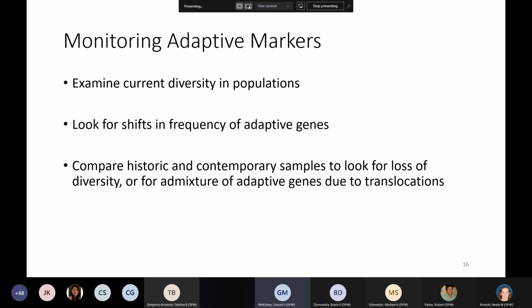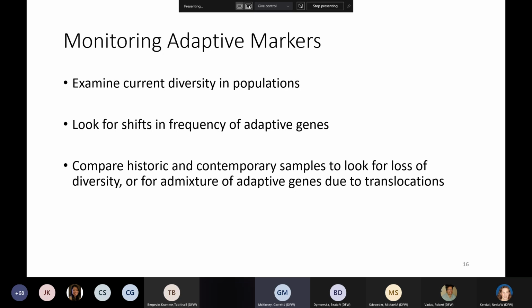When we have projects that go on year to year, we can also look for shifts in the frequency of adaptive genes. We could see if there are gradual shifts towards one allele or towards another. If we have long-term data sets, we can also look to see if there are shifts in frequencies that are correlated with different environmental conditions. For example, if blob years tend to select certain alleles, and non-blob years tend to select others, we would see fluctuations in the allele frequencies.